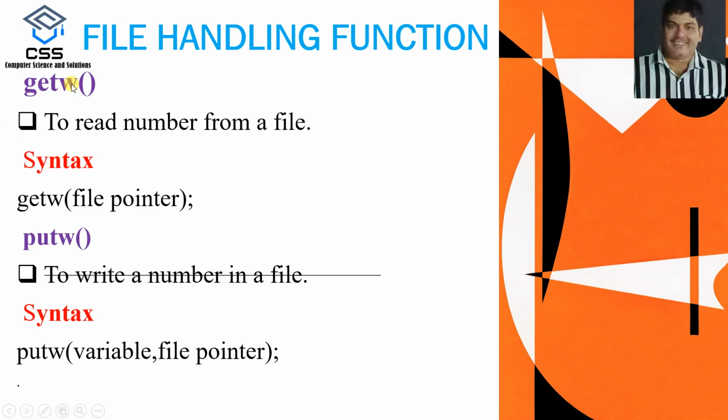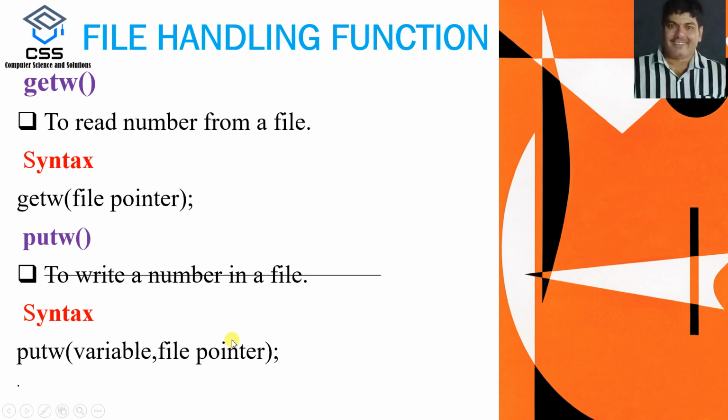What is the work of getW? To read a number from a file. getW followed by the file pointer. What is the work of putW? PutW is to write a number in a file, while getW is to read a number from a file. Like getC to read a character, putC to write a character. PutW, variable, file pointer. Variable means where the value is stored. File pointer means the file that is open where you want to write it.